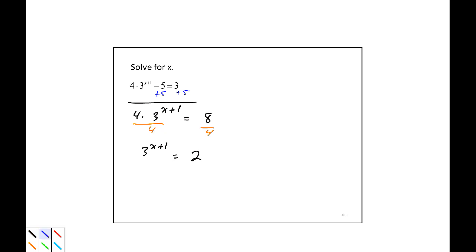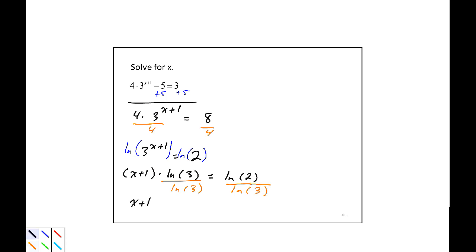Now, because we don't have a base of 10, we're going to use the natural log. So we have natural log of 3 to the quantity x plus 1 equals natural log of 2. Now we can bring our exponent down. Now our exponent is x plus 1, so I'm going to put that in parentheses so that I keep that factor together. So parentheses x plus 1 close parentheses times natural log of 3 equals natural log of 2. Now we can divide by natural log of 3 on both sides. So this becomes x plus 1 equals natural log of 2 over natural log of 3.